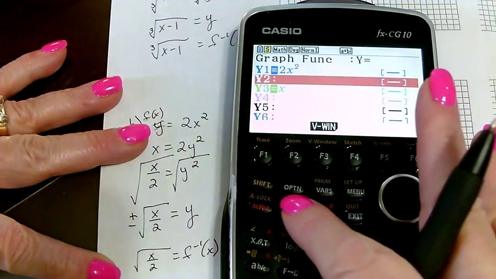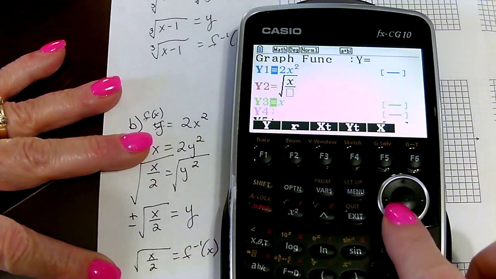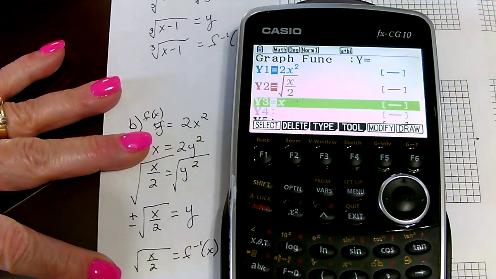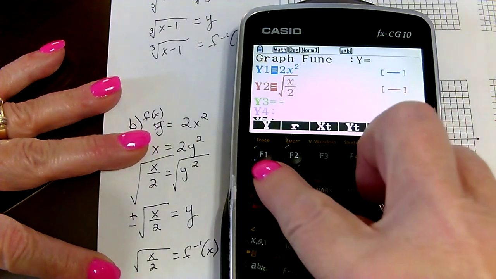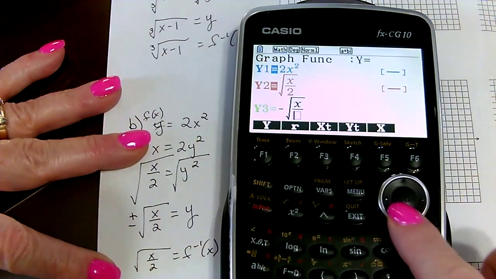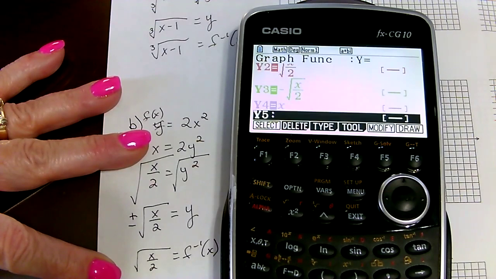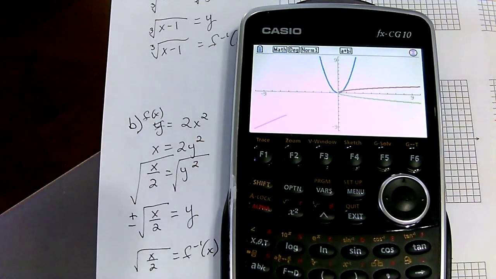So this is going to be the square root of this fraction, and I want it to be x over 2. And then I'm going to delete that one because I'm moving him down. And now I want negative. Make sure you use your negative key and not your minus. So negative square root of fraction x over 2. Store it. And line 4 is where I'm going to put y equals x. So now it's going to be the purple line.